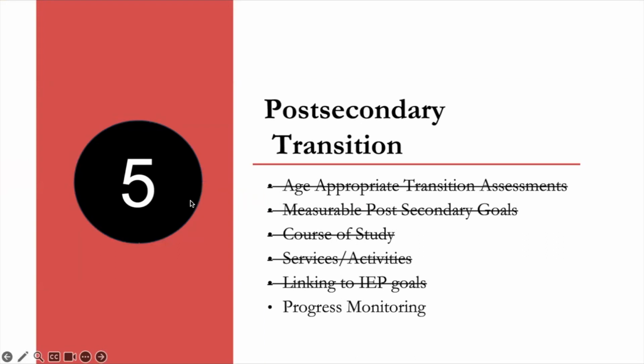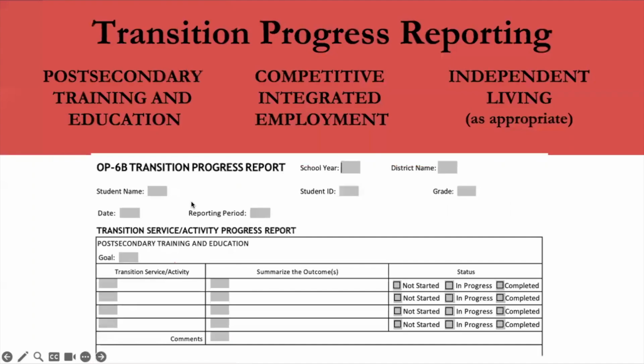So now that we've linked the goals, we need to talk about progress monitoring. That final step of transition planning is ensuring that you are progress monitoring each of your transition services and activities. You are not required to complete the optional form, the 6B transition progress report. I've put the picture of it here for you. You can come up with your own way of progress reporting, but you do need to make sure that you have certain elements if you're using a form different from the OP6B form.